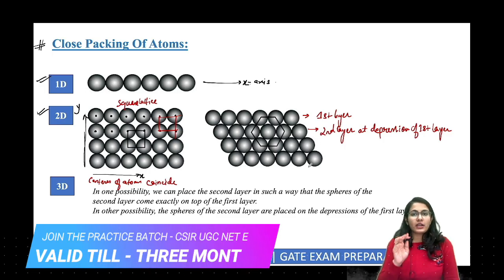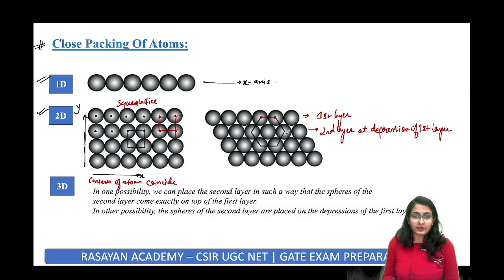If I arrange the atoms in this way, then I see if I just take the centers and add all of them, it forms a hexagon. That's why it is known as HCP, hexagonal close packing in 2 dimensions, in 2D. Okay, so let's continue this in 3D.